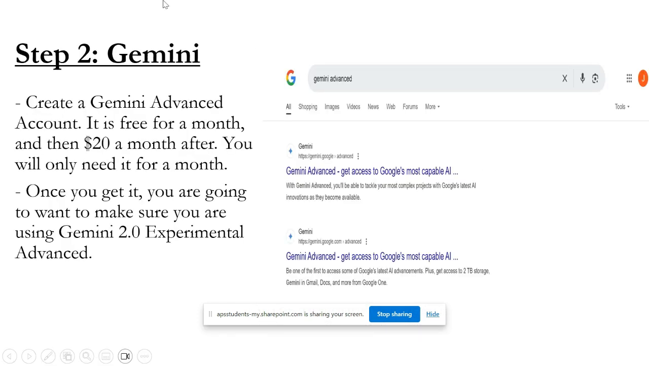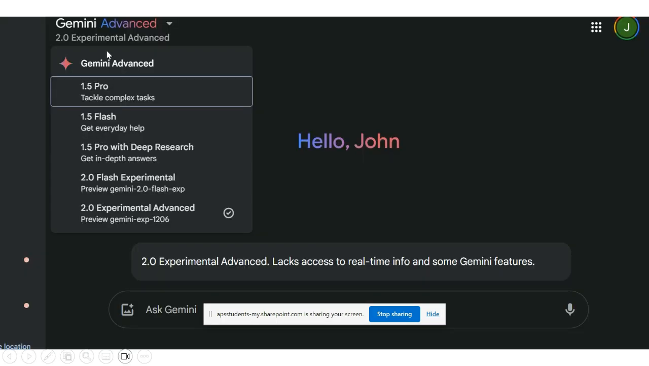After that, you're going to want to go to Gemini. Specifically use Gemini Advanced. So it's $20 a month, but it's free for the first month, which is how long you'll be needing it. Once you get Gemini Advanced, you're going to want to make sure that you're using the Gemini 2.0 Experimental Advanced search engine. How you do that is when you get on Gemini Advanced, it's automatically going to put you at the 1.5 Pro, which honestly isn't very good. And you'll want to scroll down, find 2.0 Experimental Advanced, and click on that and make sure you're using that.